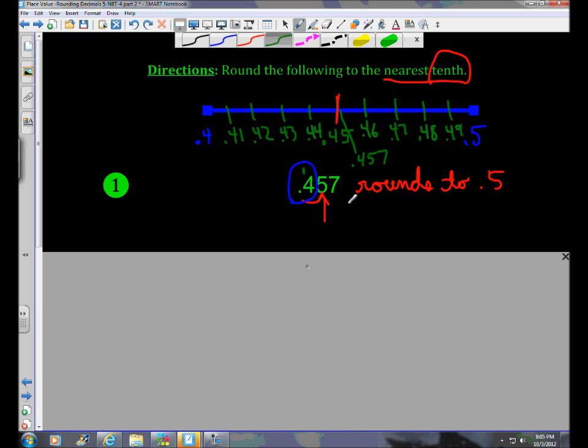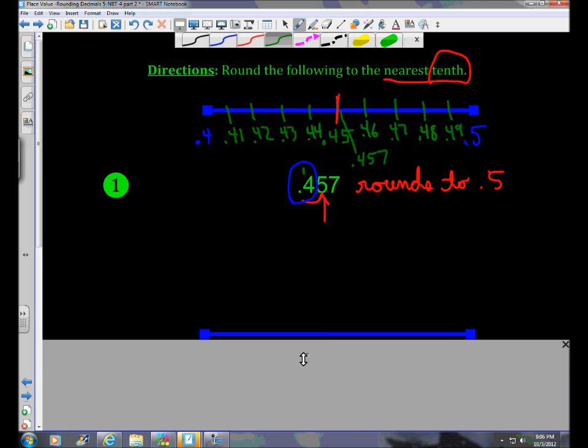So 457 thousandths using the traditional method would round to 5/10. And if you wanted to think about those zeros being there, it would be like 500 thousandths. But since we're rounding to the nearest tenth, we'll leave it just like that, 5/10. All right. Let's take a look at the next one.